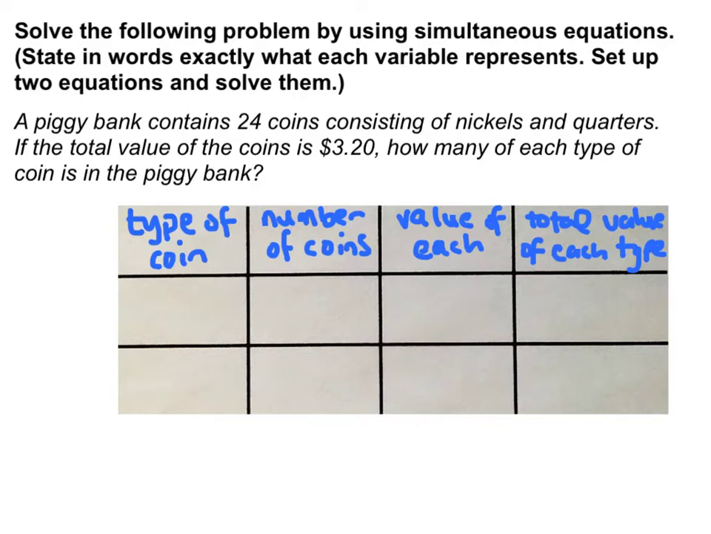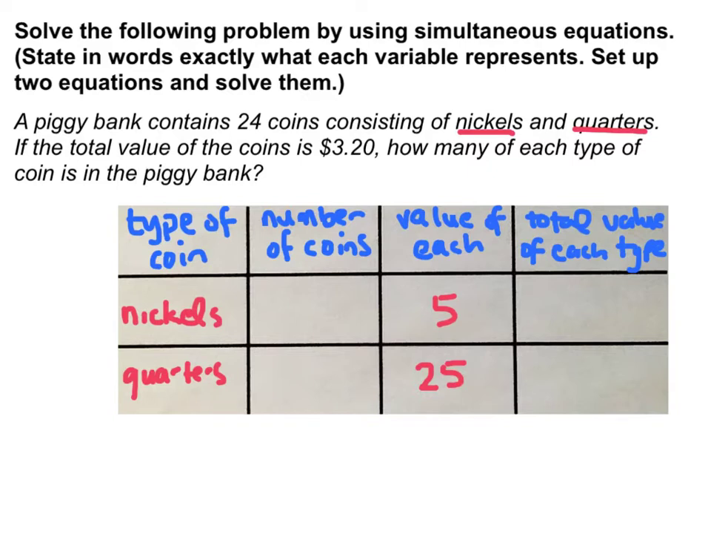Now the type of coin that we have are nickels and quarters. So we will label that right here. And we always try to fill in what the easiest column is to fill in first. So when I'm looking at it, I believe that the value of each coin is easier to fill in first. I know that nickels are worth 5 cents and quarters are worth 25 cents.